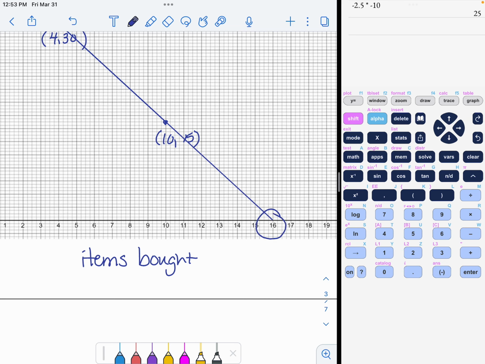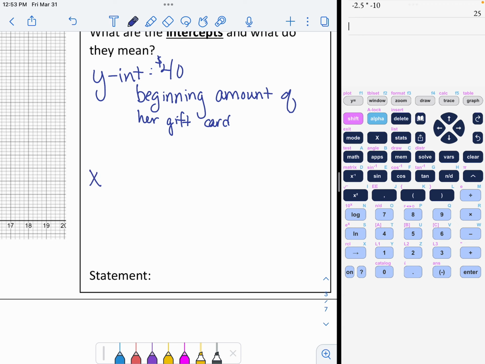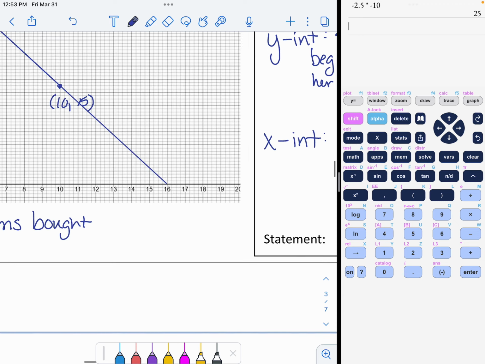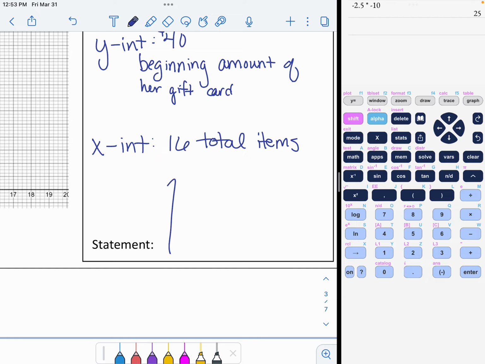The other intercept looks like it's 16 if we draw a line really carefully. So my x-intercept, well, that was 16. What was the x's? That's the item spot. So she is allowed to buy 16 total items. That's what the intercept means. And that is the statement. Just look up above.